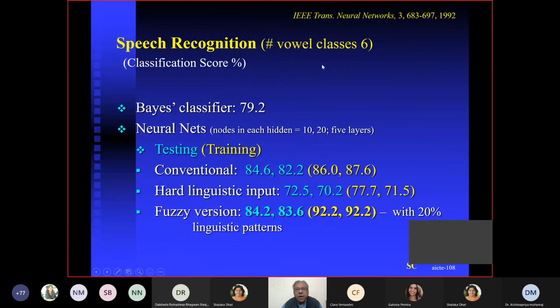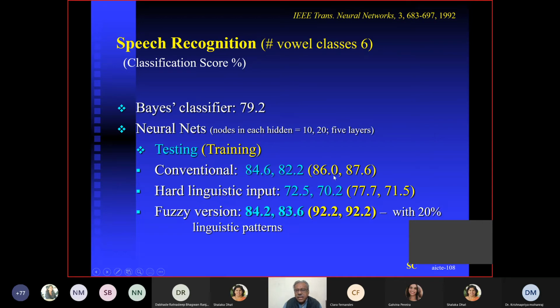Speech recognition problem, 6 vowel classes, classification score of the base classifier 79.2%. Neural networks with 5 layers, 10 nodes in the hidden layers. Look at training and testing times. The conventional MLP can only take 0 or 1 as input. Hard linguistic means if you give linguistic input, it makes it hard, either small, medium or high. And fuzzy means all membership values are there.